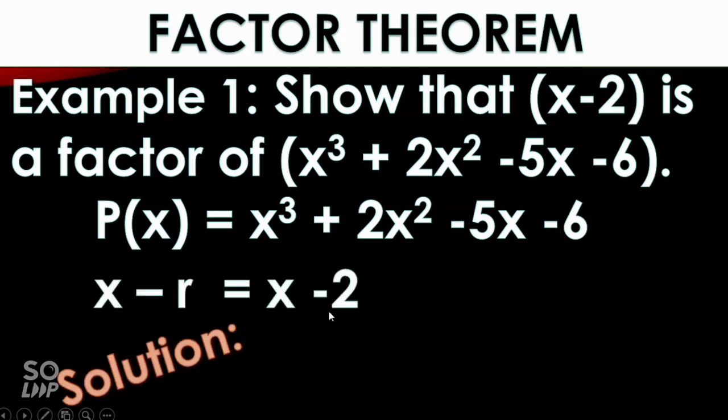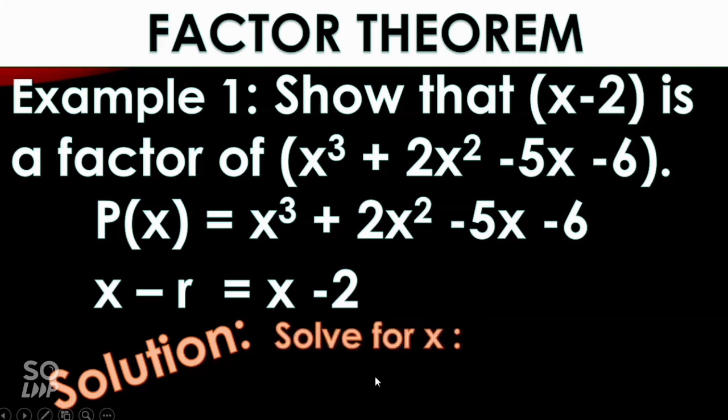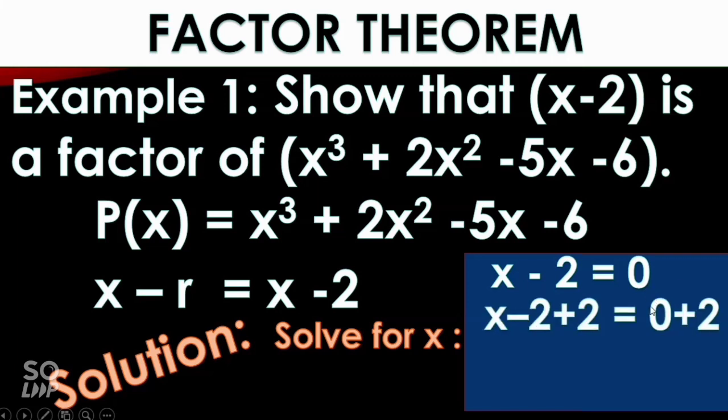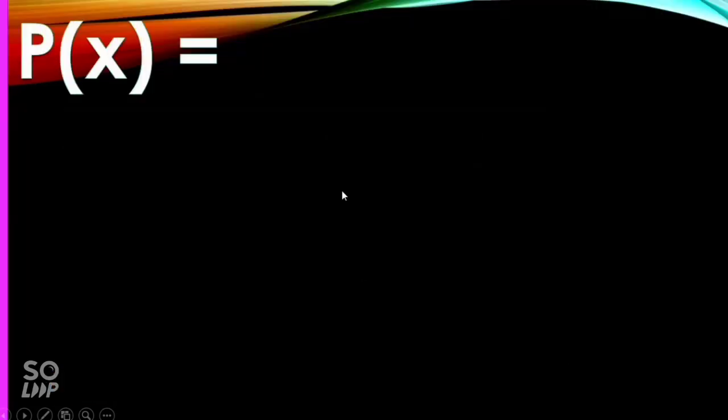We have x minus r is equal to x minus 2. So, the next step is to solve for x. Okay, to solve for x, equate natin sa 0, sa x minus 2 equals 0. Addition property of equality, add positive 2 both left and right of the equation. So, negative 2 plus 2 is 0, 0 plus 2 is 2. Then 0 plus 2 equals 2. Then, the value of x now is equal to positive 2.